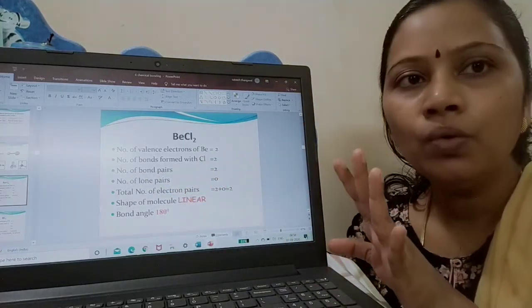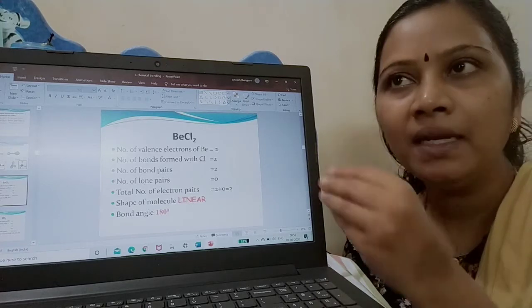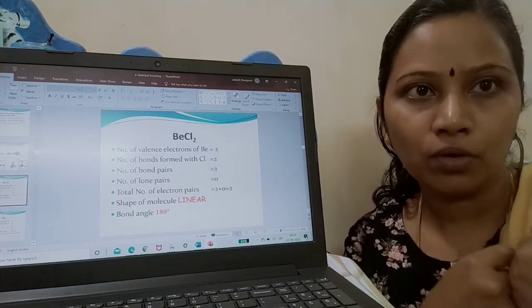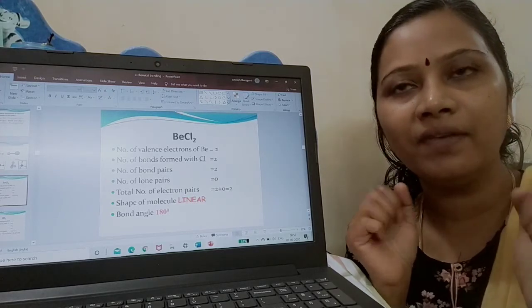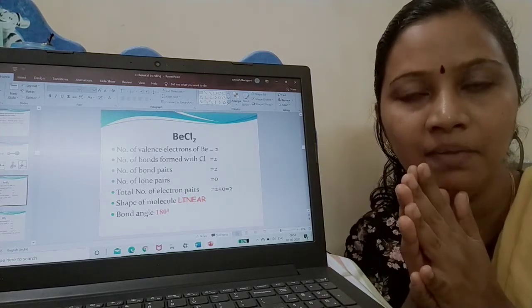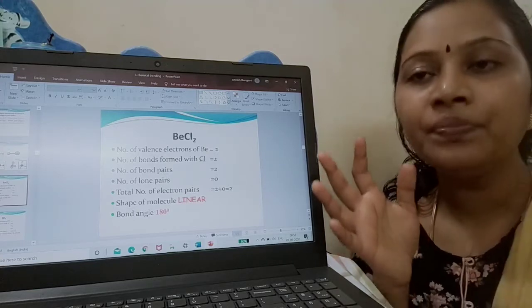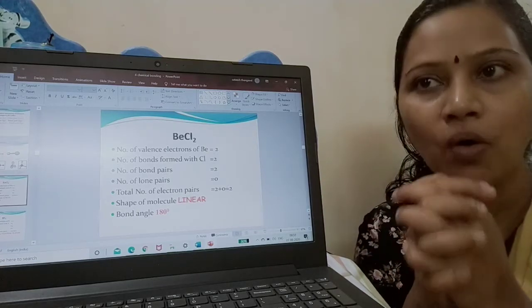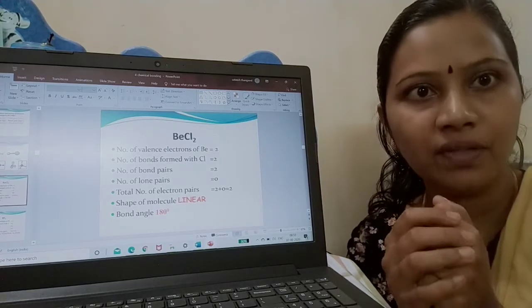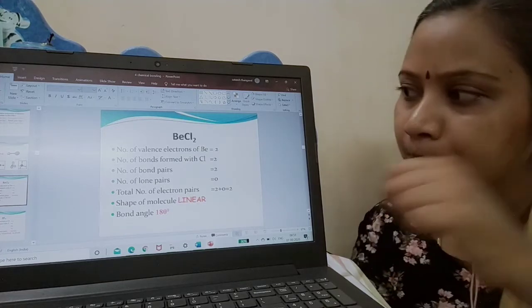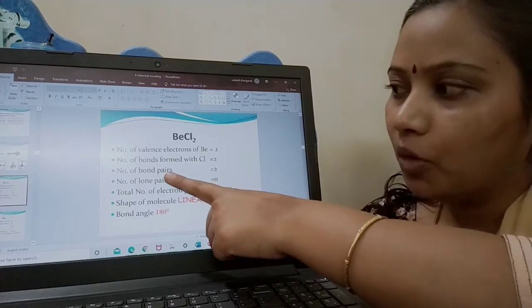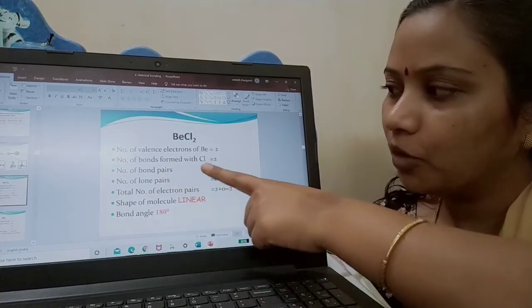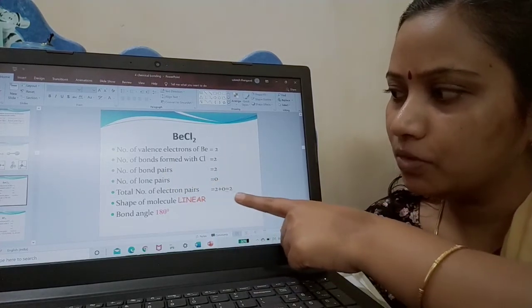There is no lone pair. Your beryllium is not left with a free electron pair. It has got 2. Say, for example, I can describe the valency as the hands of a particular atom. Since it has 2 hands, the 2 hands are going to pair with its partner, the 2 chlorine atoms. Now the total number of electron pairs is the number of bond pairs plus lone pairs. The number of bond pairs is 2, the number of lone pairs is 0, so it is 2.